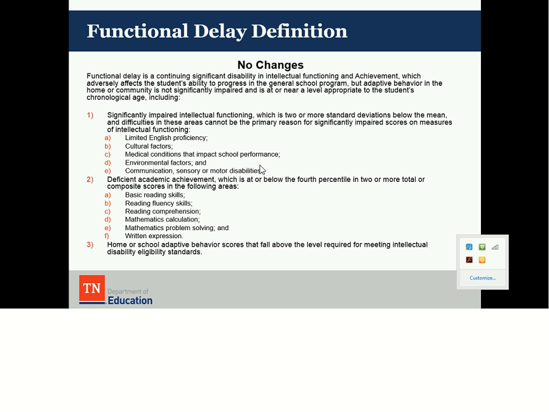So in the meantime, the reason it was suggested that it be removed is because functional delay is really only a Tennessee education-specific disability. It is not present in any other state. It is not part of any other category in any other community, whether that be the clinical, medical, or education community outside of Tennessee. There's nothing else even like functional delay anywhere else.